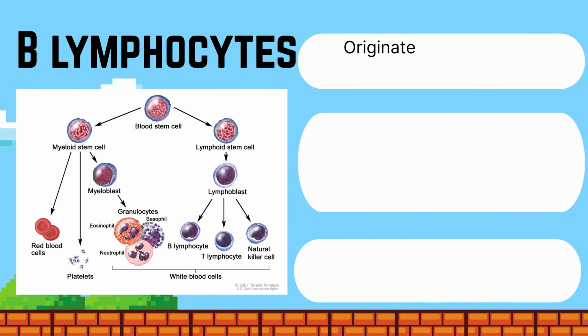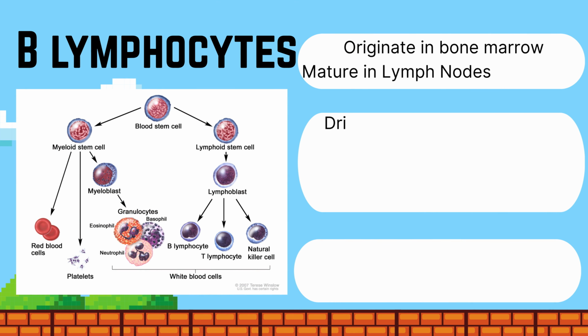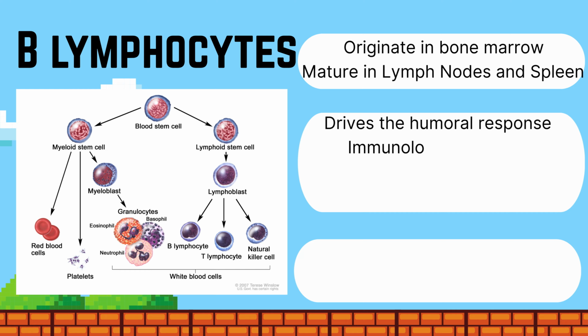B lymphocytes originate in the bone marrow and mature in lymph nodes and spleen. They drive the humoral immune response by producing antibodies. They also form memory B cells which remember specific antigens of different pathogens, so when the body encounters the pathogen again, it can make the same antibodies but so much faster and in much higher quantities.